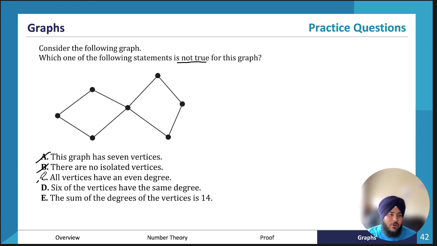So that's true. 6 of the vertices have the same degree. Yep, 2, 2, 2, 2, 2, 2. Yep, 6 of them have the same degree of 2. The sum of the degrees of the vertices is 14. Okay, let's count them: 2, 4, 6, plus 4, 10, 12, 14, 16. Yep, so that's our answer. The sum is actually 16, it's not 14.